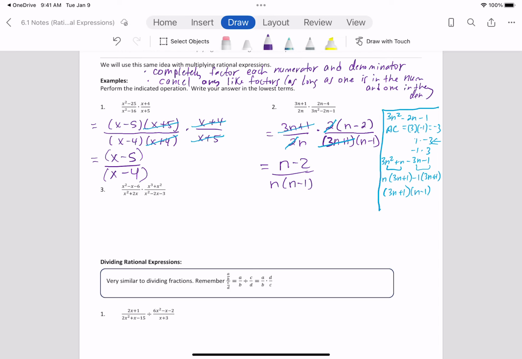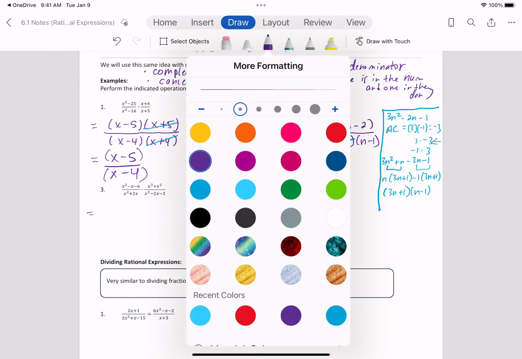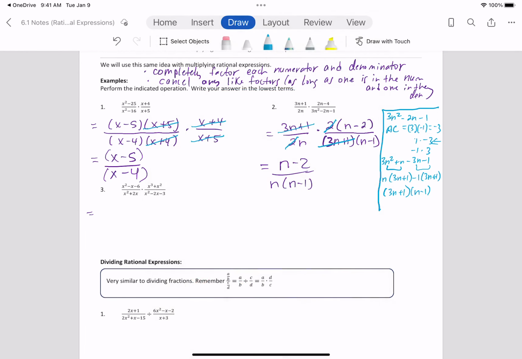Alright, for number 3, this one is a little more difficult because I think each one of these is going to need to be factored. But at least I see a lot of a's equal to 1, so that should help. So again, if you want to do scratch work, try to do it over on the side.